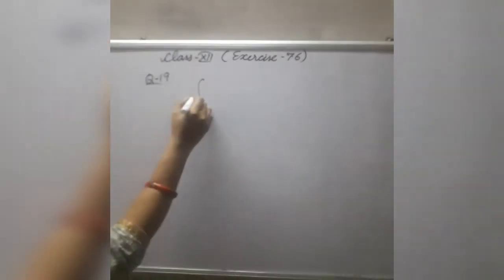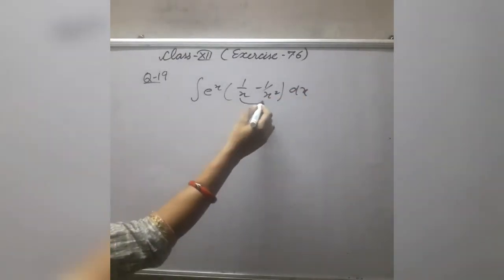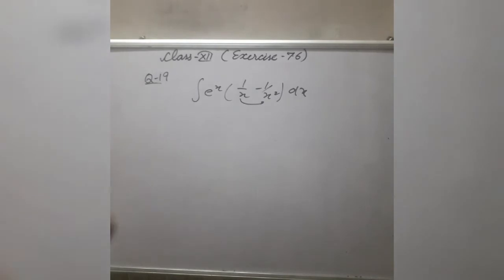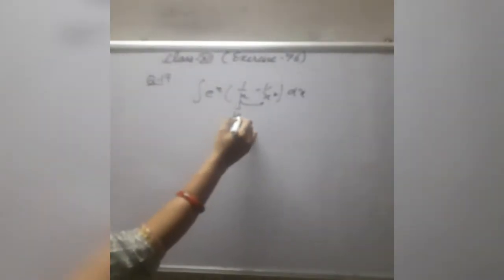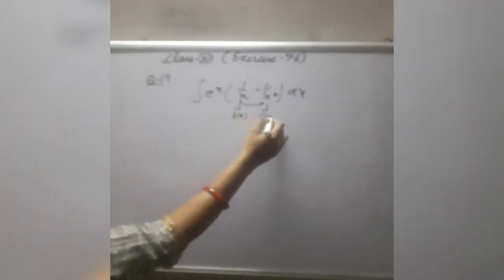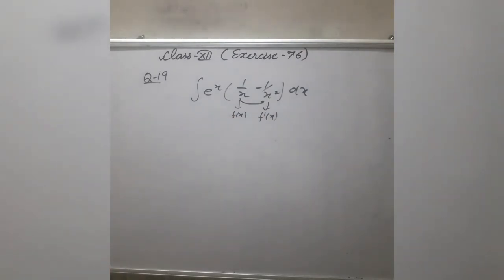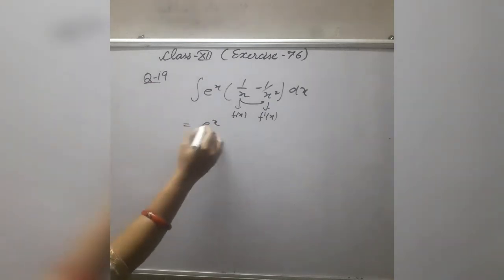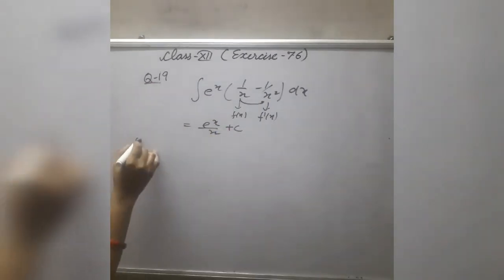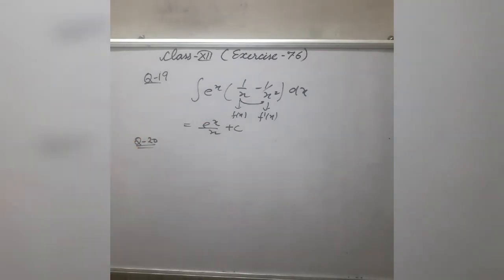Now question number 19. In the 19th sum, the statement is find the integration of 1 by x minus 1 by x square, multiplied by e raised to power x. All of you know that the derivative of 1 by x is minus 1 by x square, so again the same formula is used here. This is f(x), this is f dash x. So integration will be e raised to power x by x plus integration constant c. Directly we have used the formula here.